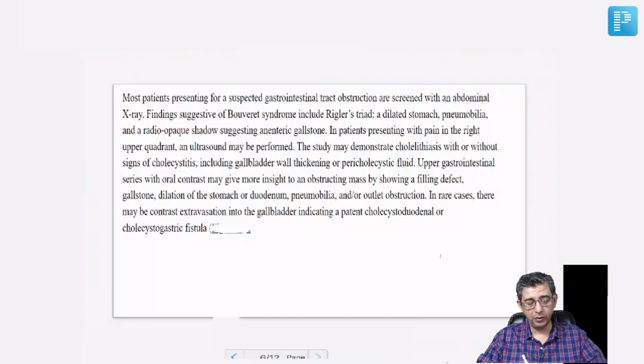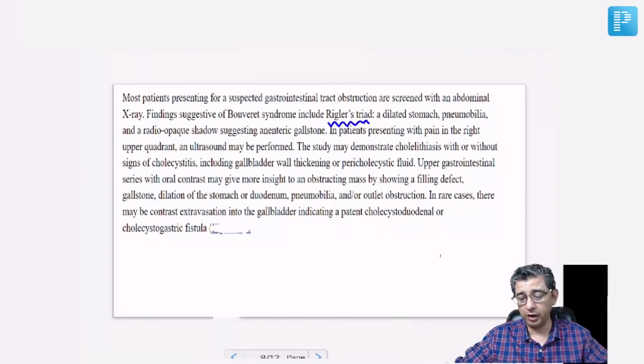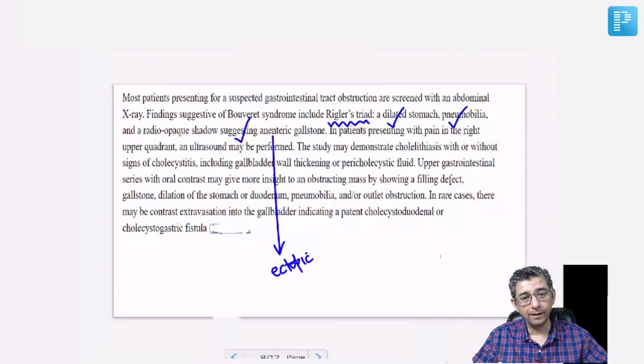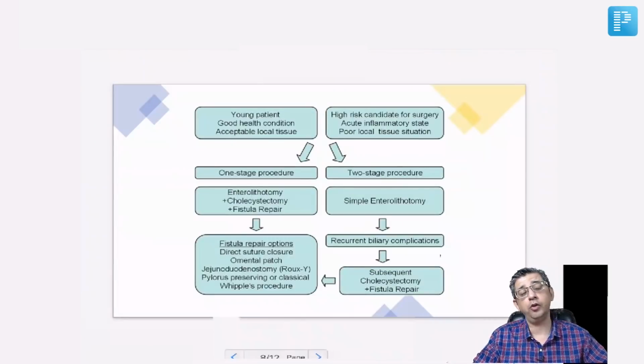We're done with this question, and one more detail I want to highlight is that I want you to read about Bouveret syndrome. I want you to read about Rigler's triad, which is three things: a dilated stomach, pneumobilia, obviously because a stone is perforating through, and a radiopaque shadow suggestive of an ectopic gallstone. That is an unofficial term I'm using to describe Bouveret syndrome to you: an ectopic gallstone sitting in the duodenum where it should be in the gallbladder or biliary tract. So Rigler's triad definitely comes in, and they can definitely ask you about the surgical domain.